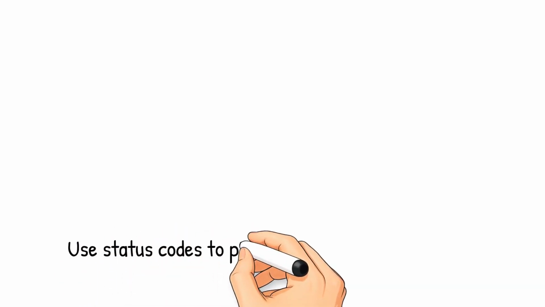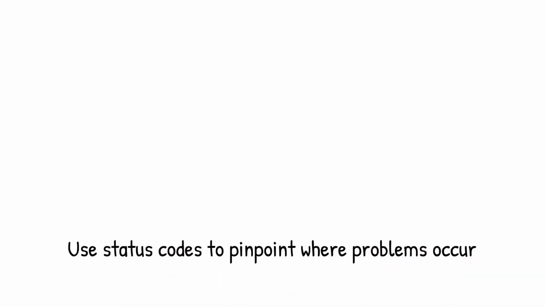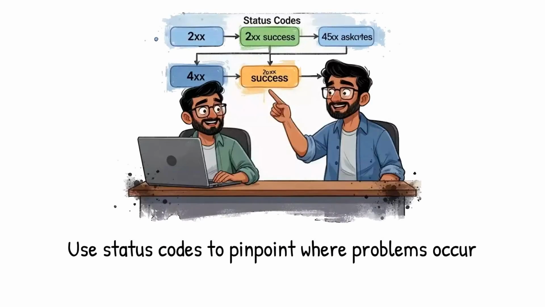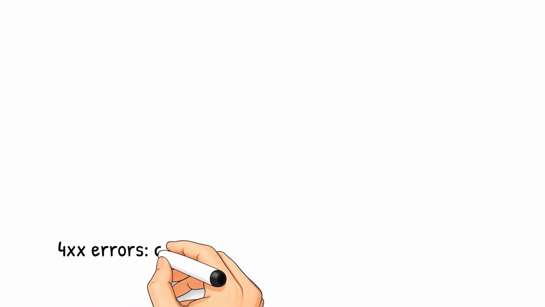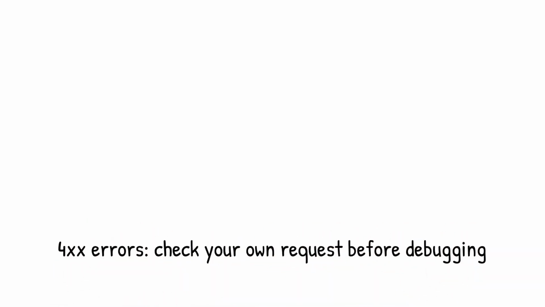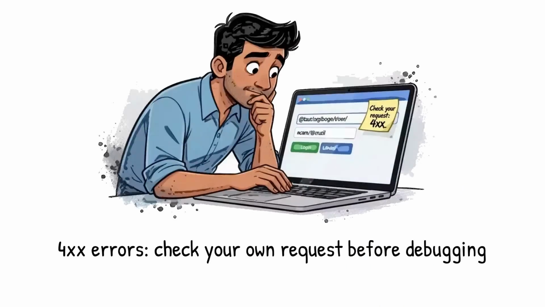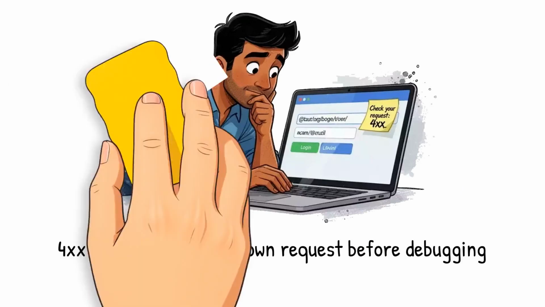So let's put this all together, because this is where it gets genuinely useful for you. The moment something goes wrong in an app or a project, the status code tells you exactly where to look. See a 2XX? Everything worked. The problem is somewhere else. See a 4XX? Look at your own request first, your link, your login, your data. See a 5XX? It's the server's problem, so stop debugging your own code and just wait or contact them. That one habit alone will save you hours of frustration.